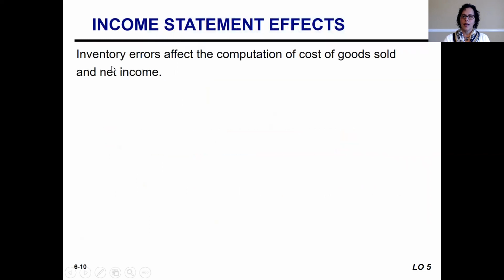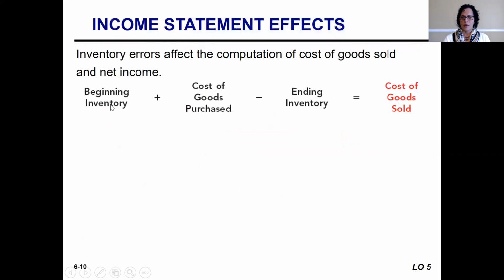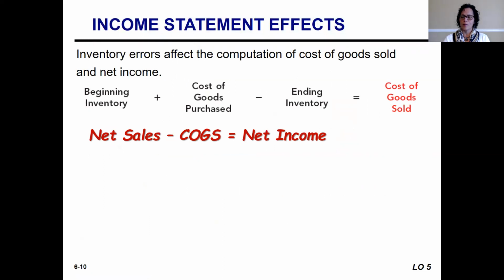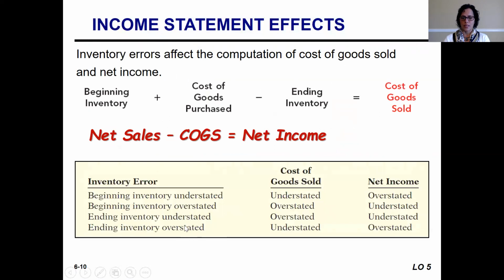Let's see. The inventory errors affect the computation of cost of goods sold and net income. Beginning inventory plus goods purchased minus ending inventory gives you cost of goods sold. So if you make a mistake in goods purchased, it's going to flow through. If you have a mistake in beginning or ending inventory, it's going to flow through. Now also remember, net sales minus cost of goods sold gives you net income. So if you made a mistake over here, you now have a mistake with cost of goods sold, which means you'll have a mistake with net income. Net income is closed out to your retained earnings, which is in the balance sheet. So this mistake is flowing through into your balance sheet.